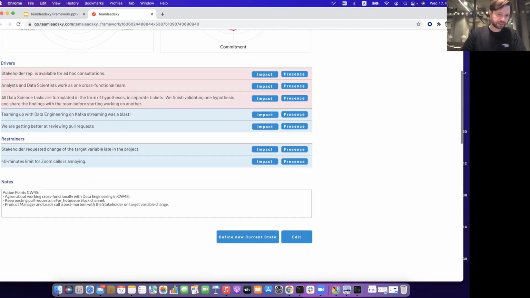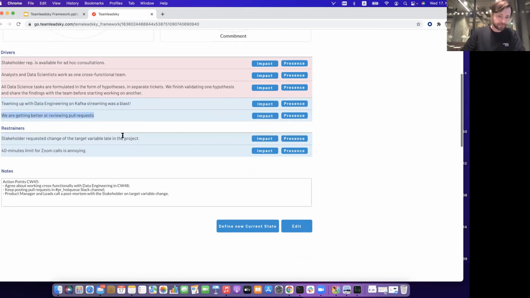And then there were a couple of drivers that the team encountered within that particular week when they were assessing the current state. So they were working together with data engineering, collaborating on some Kafka streaming topic. So that was working well. Then they're getting better at organizing their work. That's also cool. That's also great.